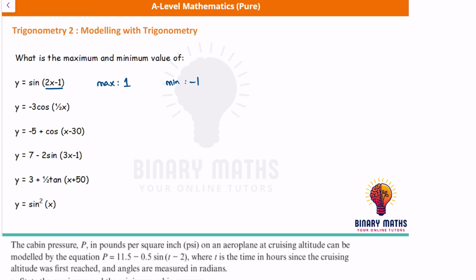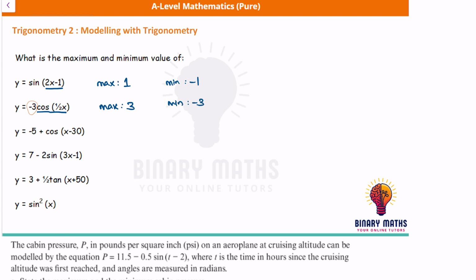Okay, for the second one, the cos half of x does not do anything to the maximum and minimum, but the minus 3 at the beginning stretches the y values by minus 3, which means the maximum will now be 3 and the minimum would now be minus 3.